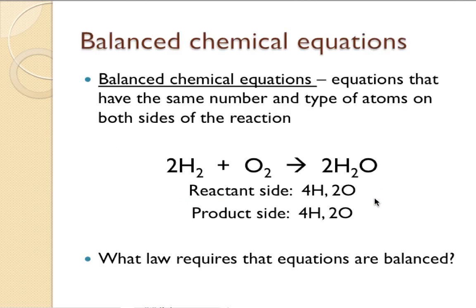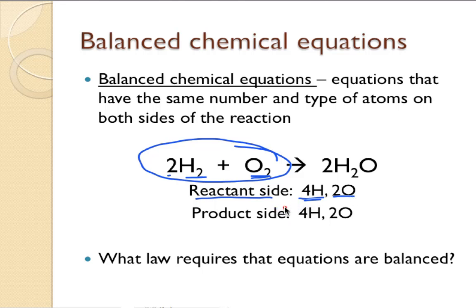We need to balance chemical reactions so that they have the same number and type of atoms on both sides of the reaction. So if we look at this reaction again, we notice that on the reactant side, that is this side of the equation, I have 4 hydrogens. 2 hydrogen molecules. Each molecule has 2 hydrogen atoms, so it's a total of 4 hydrogen atoms. And I also, on the reactant side, have 1 oxygen molecule. Each molecule has 2 oxygen atoms.